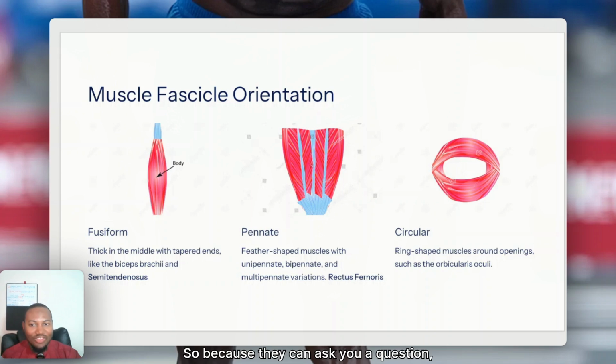They can ask you a question like, the rectus abdominis is a dash muscle, while the rectus femoris is dash. The rectus abdominis is actually parallel, while the rectus femoris is pennate or bipennate, because we have unipennate, bipennate, and multipennate. But rectus femoris is specifically bipennate. So remember that.